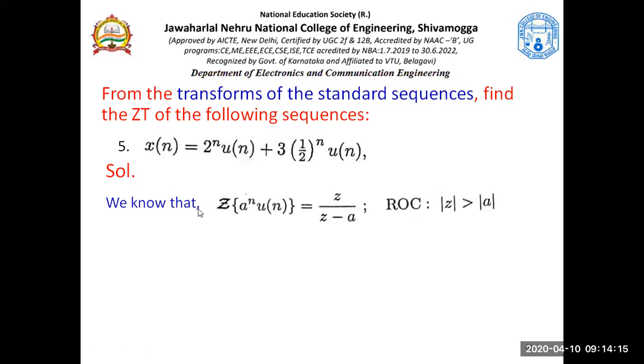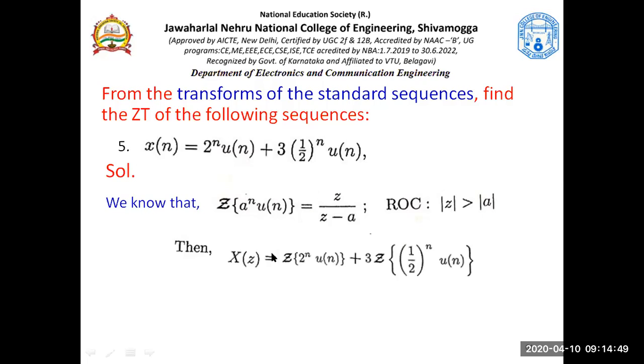So which are the transforms that we need to take for reference? This is the transform we need to take for reference. So we know the Z transform of a power n u of n, that is z by z minus a. And we also know that the ROC is outside the circle with radius a for this particular sequence. Now, similarly, if you take this particular sequence, what would be the Z transform of this? It would be z by z minus 2, ROC with magnitude z greater than 2. Okay, that is how we can do it.